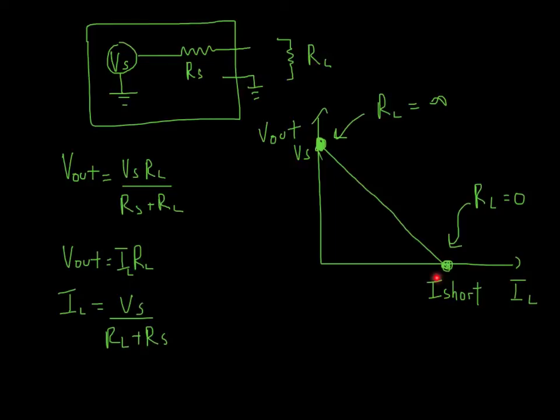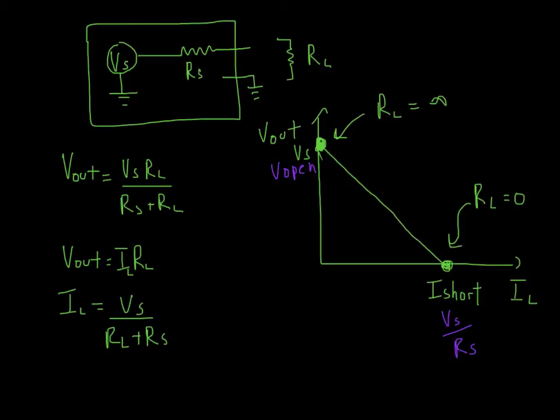Let's label those in a different color. So this I short, actually, I'm going to put it here. This is V open. And the I short here is going to be equal to, it's just when RL equals 0. And so when RL equals 0, down here, we just get Vs over Rs. So I short is basically Vs over Rs. That's helpful because we can actually get the slope of the line just from these two points here.